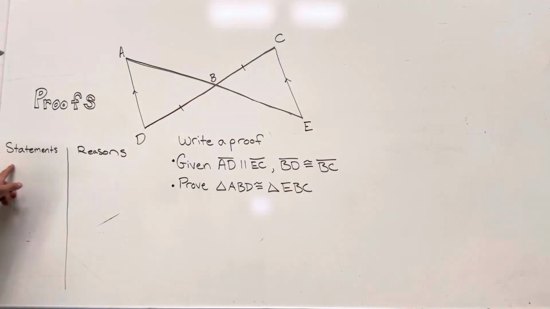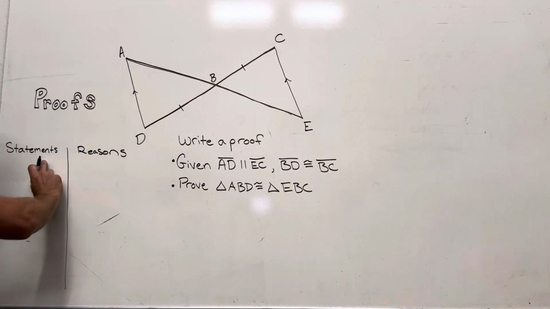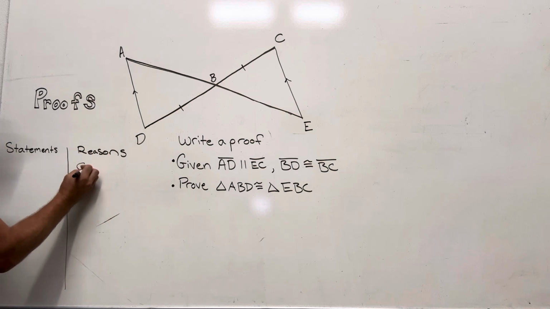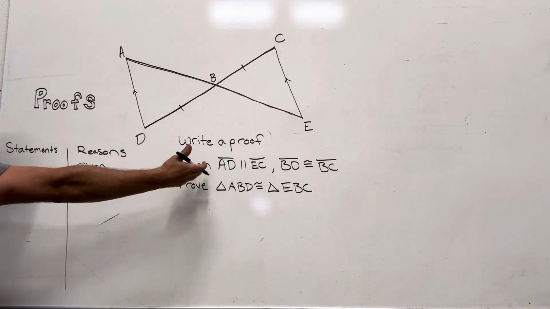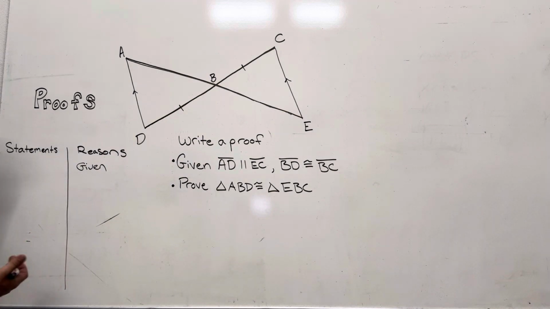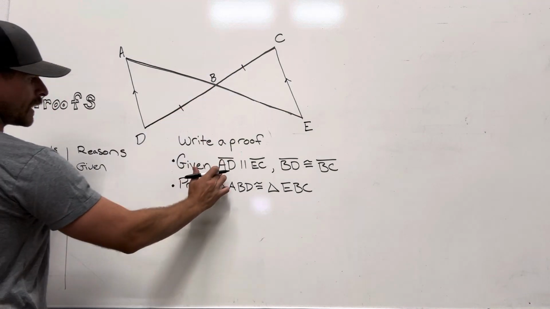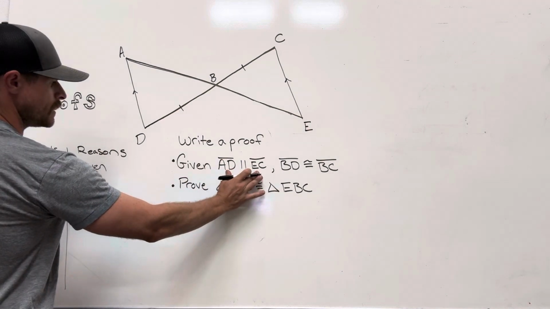First thing is you gotta make a statement. So the first statement that we have to make is just gonna be a given, right? We're just gonna say given in our reasoning. Why? What's our reasoning for this? It was given to us, it was told to us. Okay, so what do we know? We know that BD is congruent to BC. We also know that AD is parallel to EC. So let's use this right here.